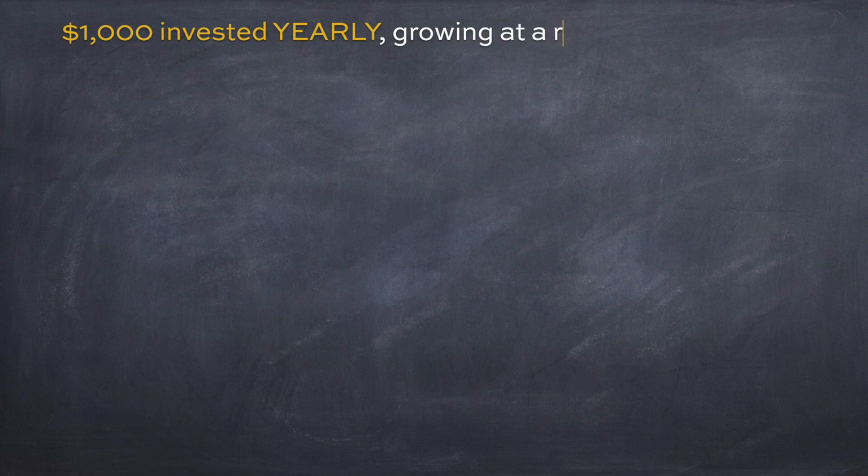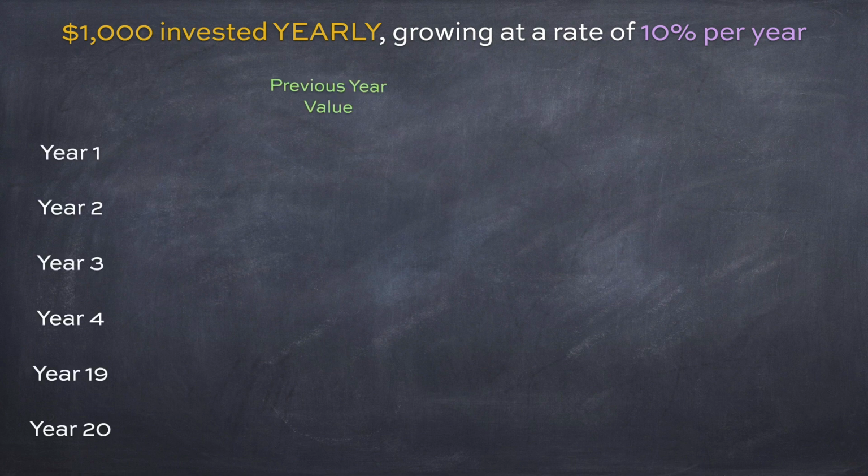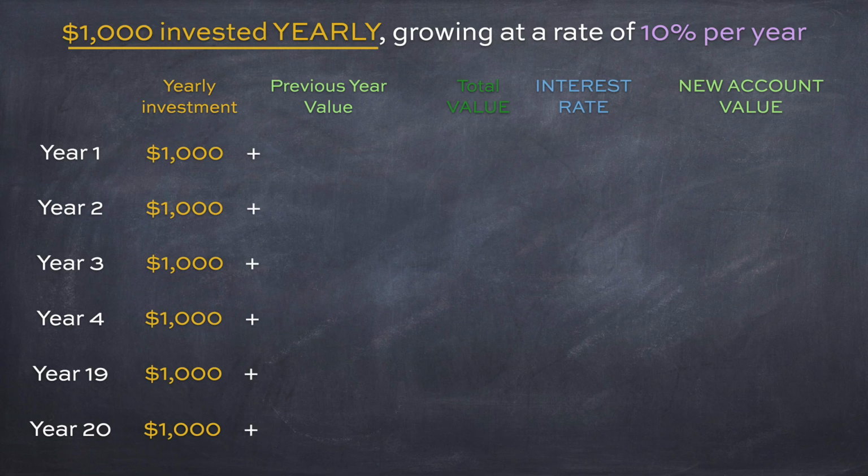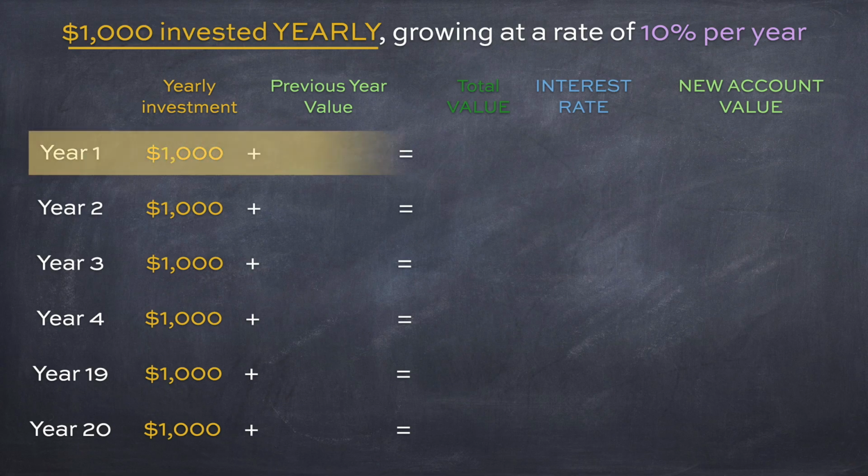So remember in the last video, this is how the process of compound interest works. If you have $1,000 invested yearly, growing at a rate of 10% per year, we had this table with the previous year value, the total value, the interest rate, and the new account value with our yearly investments going in this column right here. Again, I'm going to run through this part very quickly and just show you the process. If this is not making sense, I would go watch the previous video. But this is how the algorithm of compound interest works.